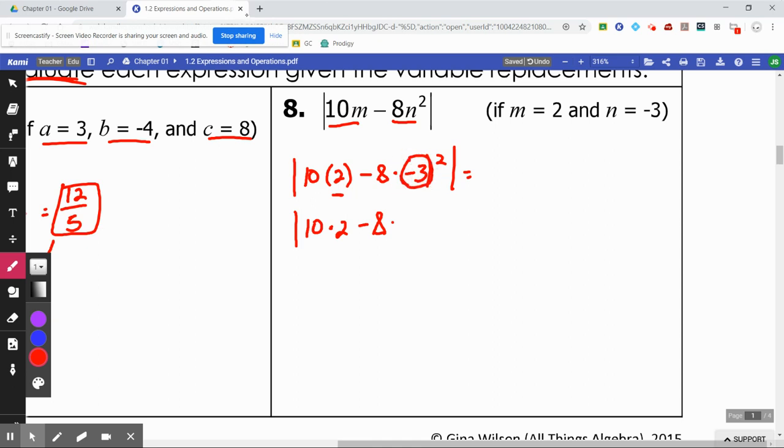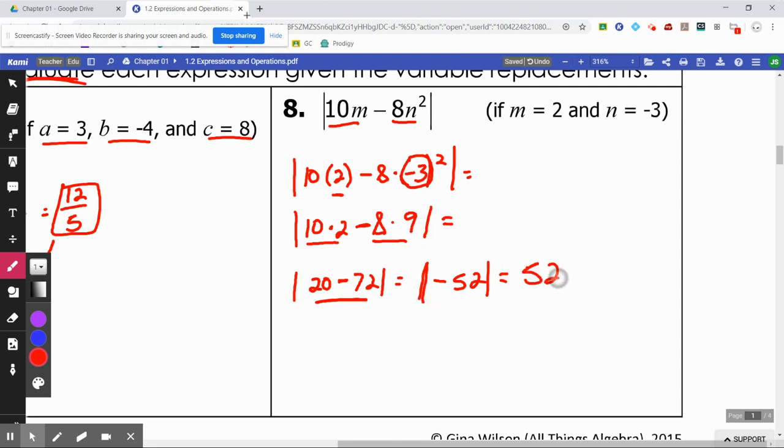Negative times negative is a positive. 3 times 3 is 9. So now you have this. You have 2 sets of multiplication. We can actually do them both in the same step. 10 times 2 is 20, minus 8 times 9 is 72, or you can think of it as a negative 8 times 9 is a negative 72. 20 minus 72 is negative 52. And when you take the absolute value of it in the last step, and again, do not take absolute values until you've done all operations, the absolute value of negative 52 is a positive 52, and that is your final answer.